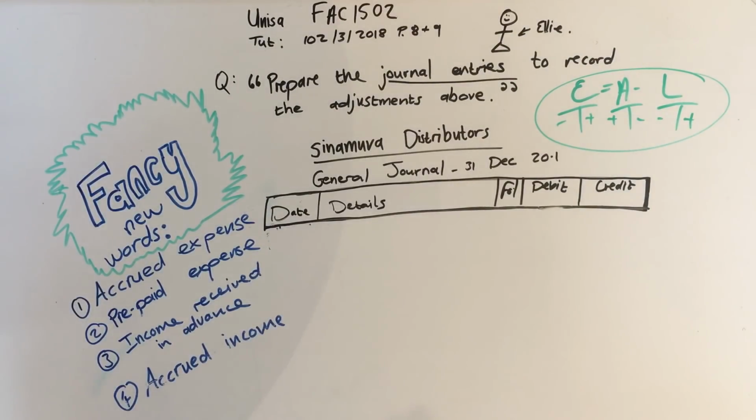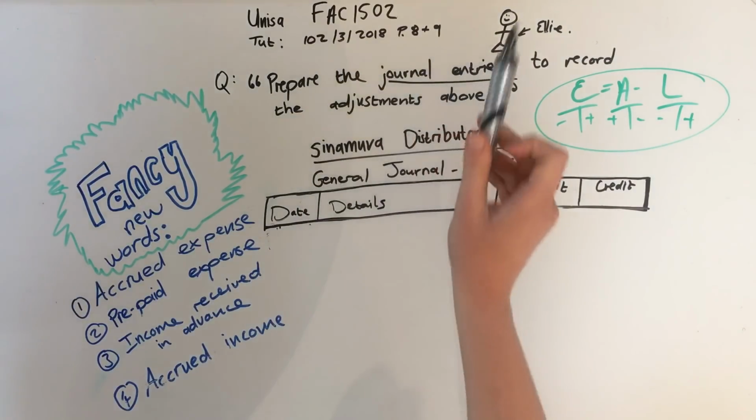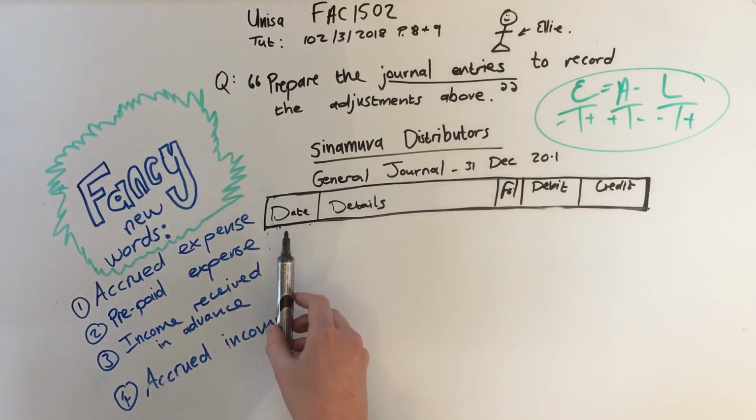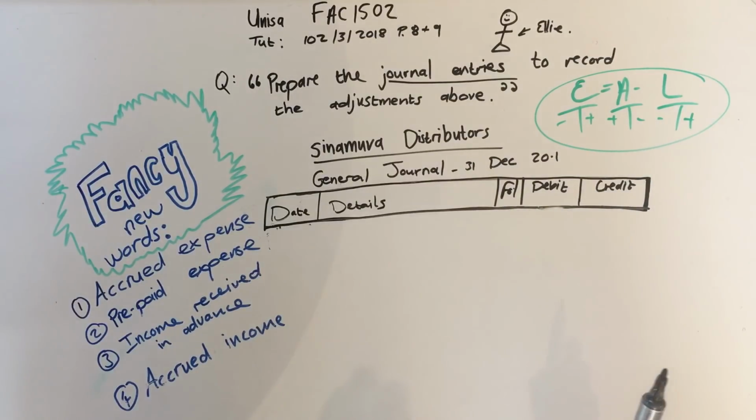Anyways, let's get you through accounting. Okay, so we are doing the tut letter that's marked over there. It's journal entries, and this is what the general journal looks like. We have date, details, folio that you'll never use, debits and credits. Then we have our fancy new word list that we're going to use just now.